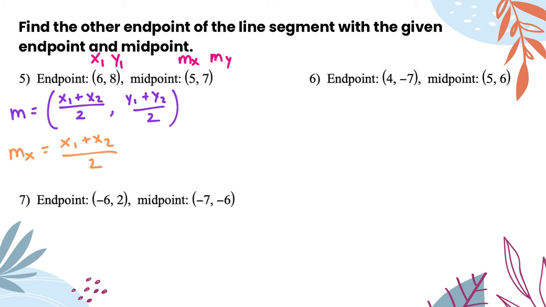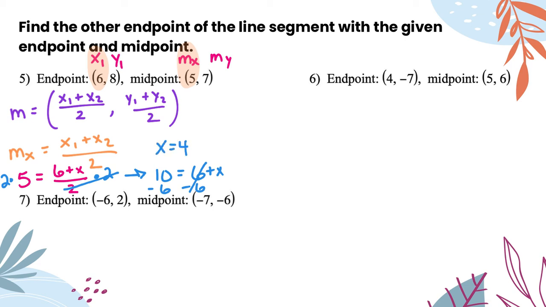So I'm going to use my x's first. That's going to give me 5 equals 6 plus some x value I don't know, divided by 2. At this point, we will multiply by the denominator, which every time will be 2. And that's then going to give me 10 equals 6 plus x. Subtract 6 on both sides, and I get x is equal to 4. And that's the x value of my other endpoint.